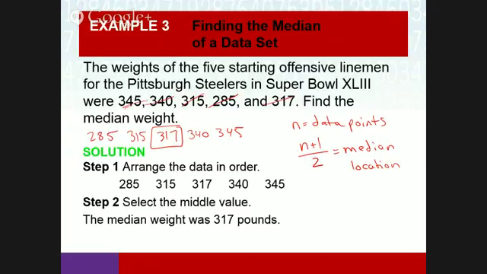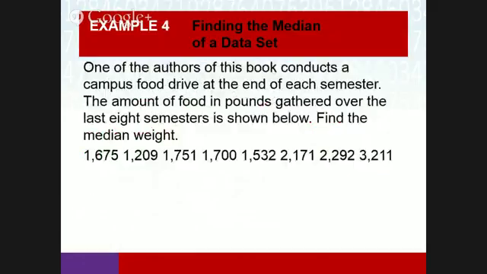But here we get 317. If there's an even number, there's 6, you add them together, right? If the middle 2, you find the mean of the middle 2. So you add those numbers and divide by 2. Okay.